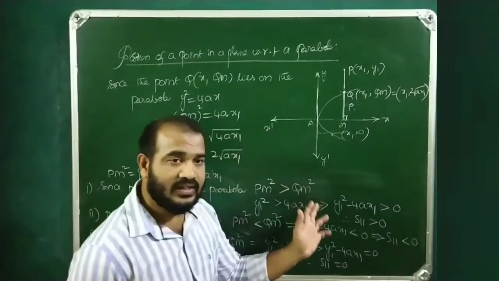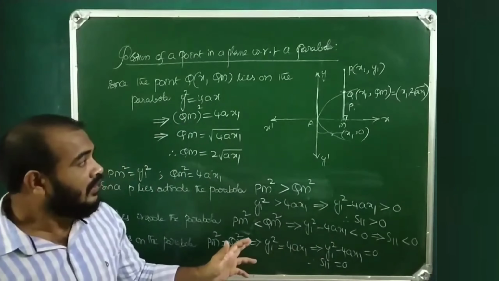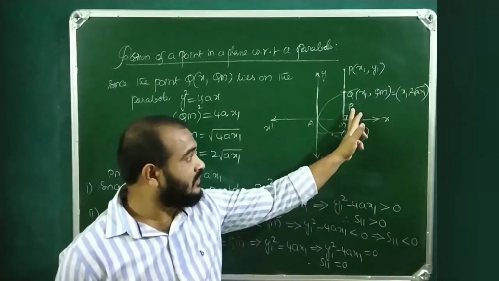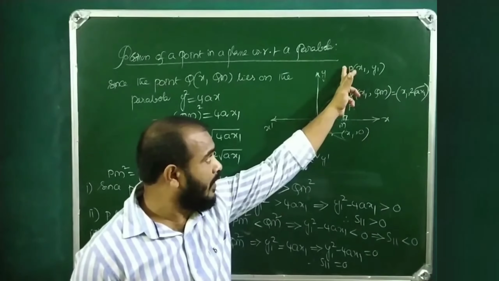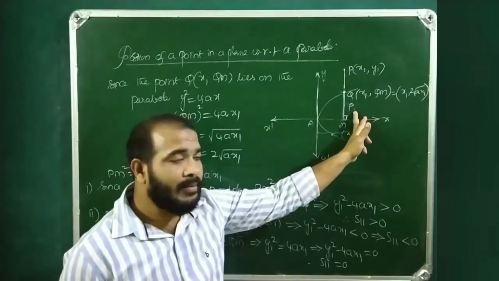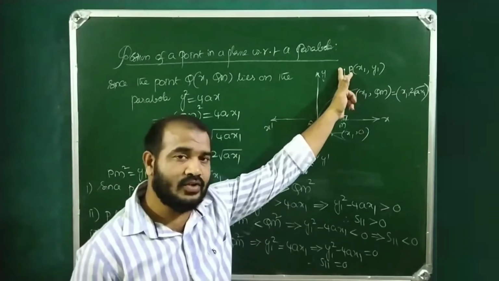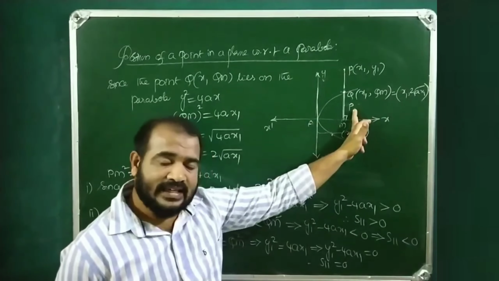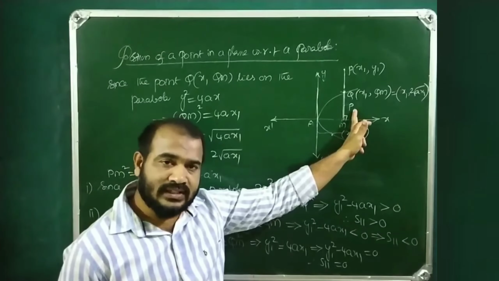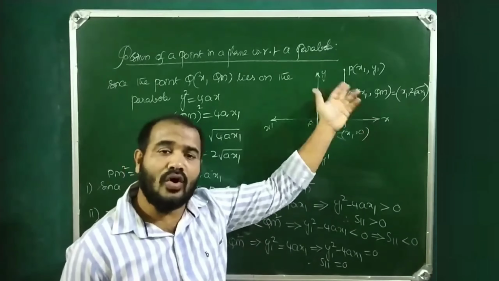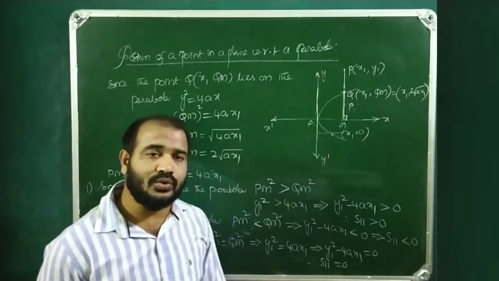So these are the three conditions when the point lies outside the parabola, inside the parabola, or on the parabola. Outside the parabola, S11 is greater than 0. If P lies inside the parabola, S11 is less than 0. If P lies on the parabola, S11 equals 0.